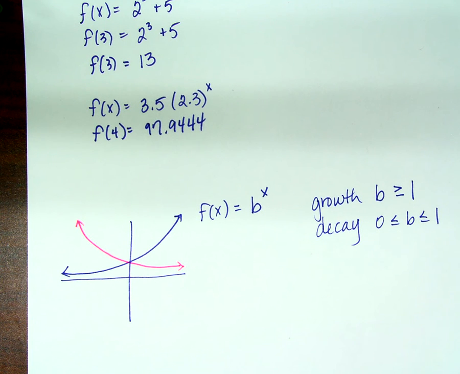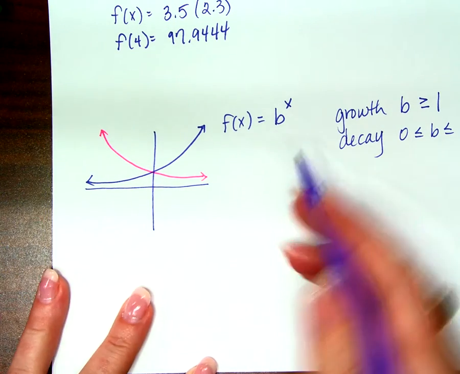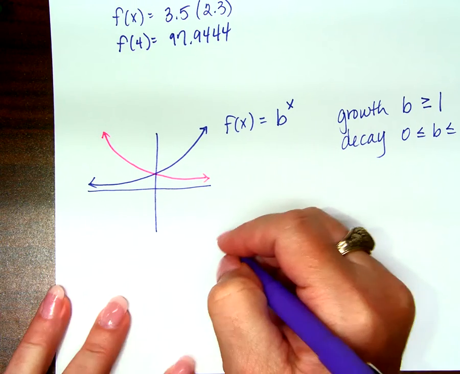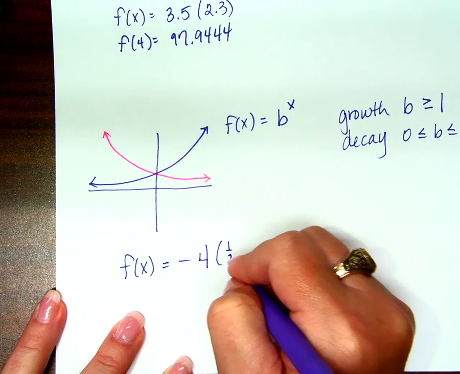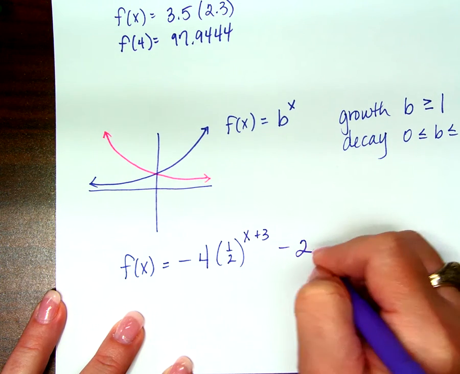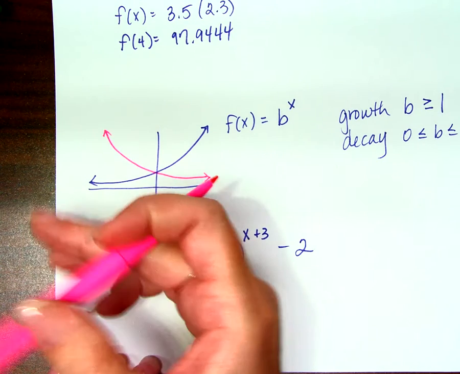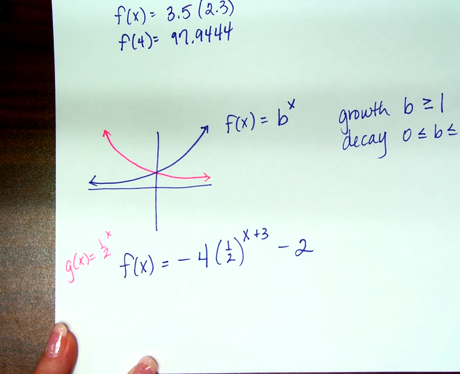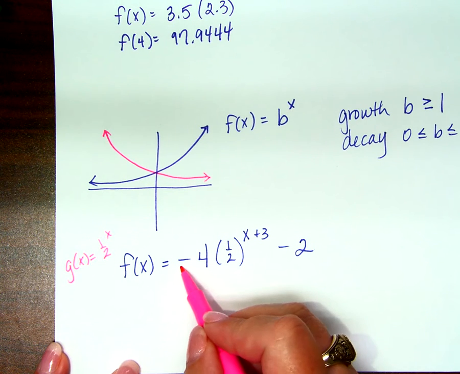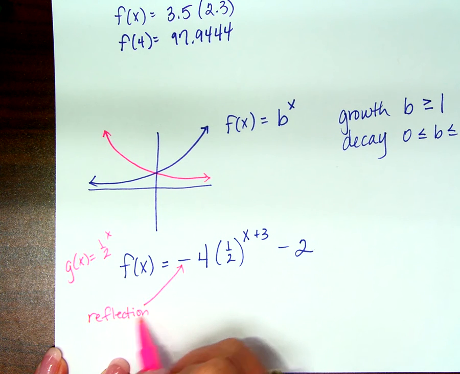Okay? The other thing that you need to make sure that you remember how to do is all the transformations of a function that's exponential. Okay? So for example, if I have f of x equals negative 4 times 1/2 to the x plus 3 power minus 2, I need you to be able to tell me how does that change compared to its parent. Well, first of all, hopefully you can tell that its parent is 1/2 to the x power. Can you tell that? Okay, so what does that cause? That's a reflection, right? Not just a reflection, but a reflection over the x-axis, right?